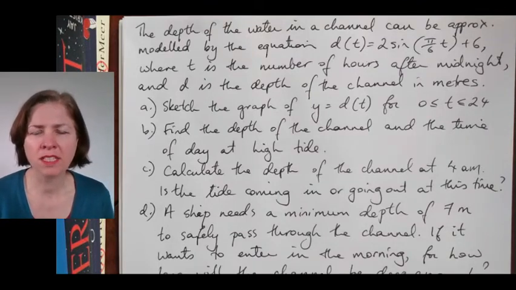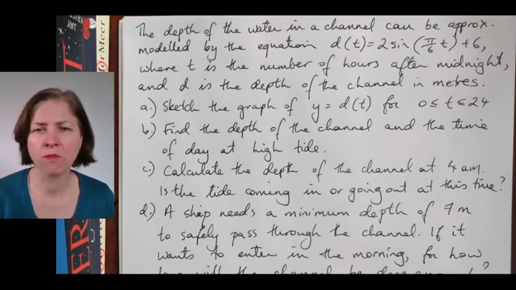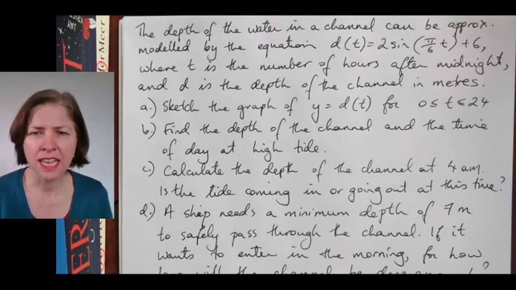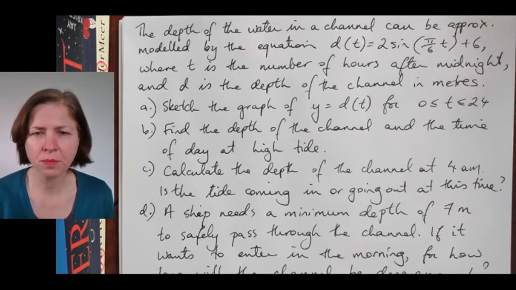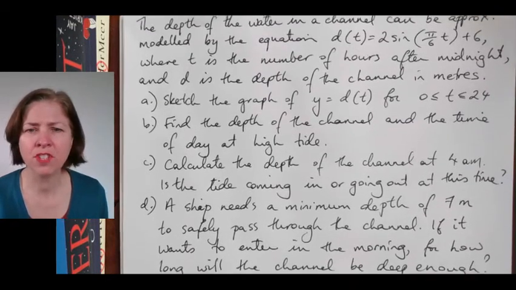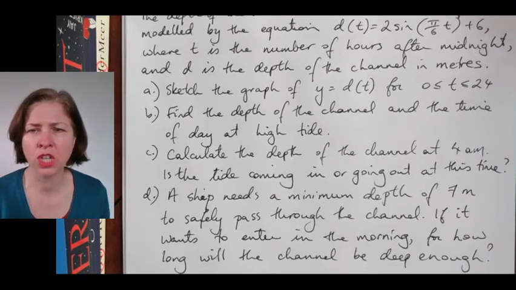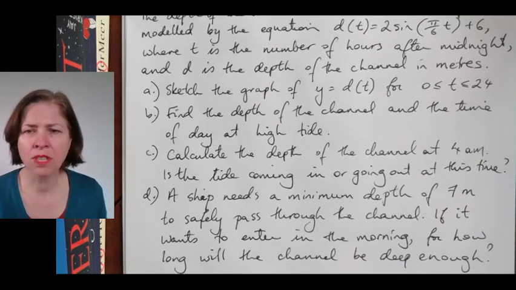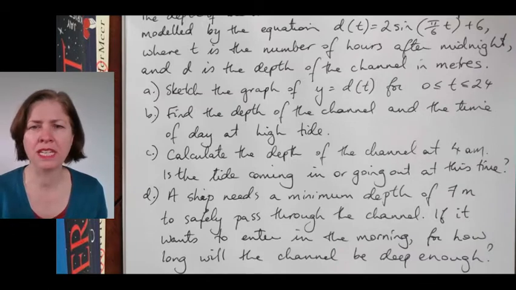Our first task, A, is to sketch the graph of y equals d of t for the domain from 0 to 24. Then B, find the depth of the channel and the time of day at high tide. C, calculate the depth of the channel at 4 a.m. Is the tide coming in or going out at this time? And finally, D, a ship needs a minimum depth of 7 metres to safely pass through the channel. If it wants to enter in the morning, for how long will the channel be deep enough?